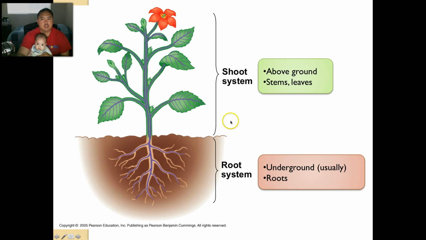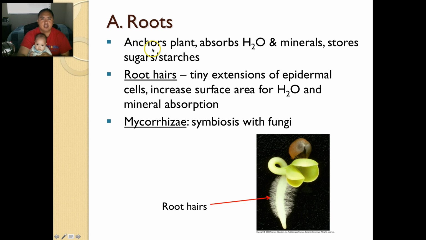You may have heard of shoots and roots before. Shoots are anything that's above the ground, and roots is the stuff below the ground. So roots, they anchor the plant. They absorb water and minerals, and they store all the sugars and starches for later.